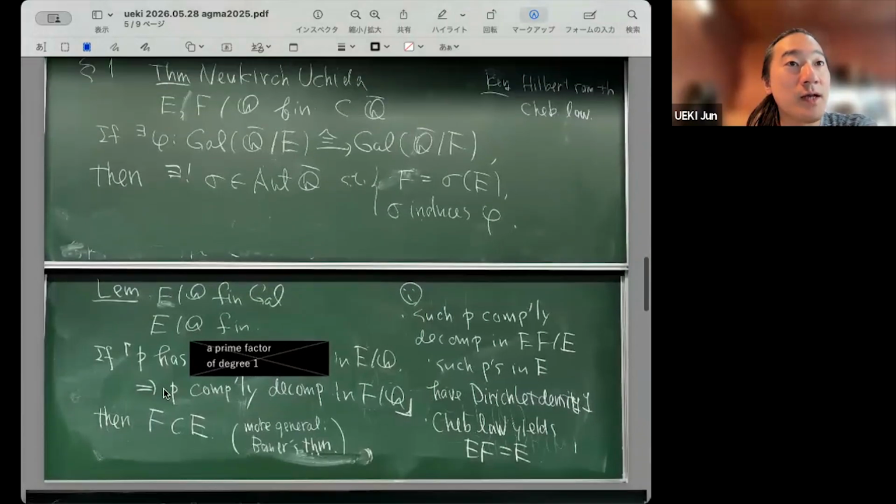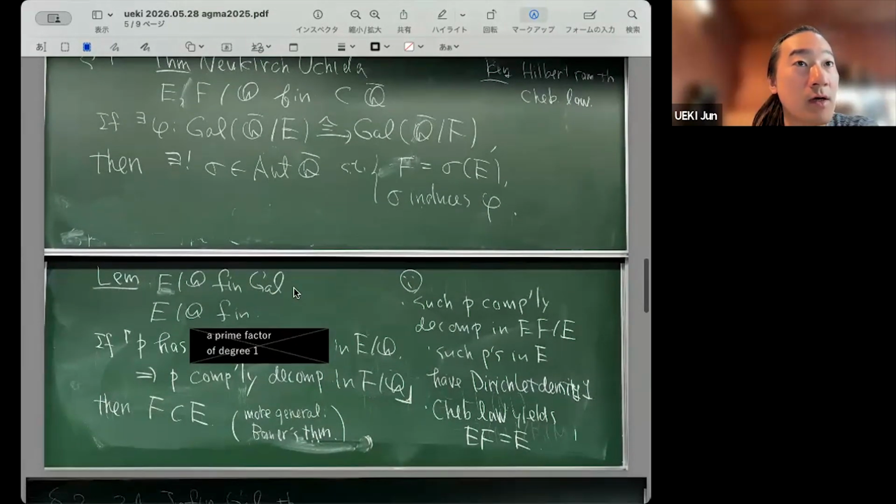This is one of the key lemmas, but let me explain. Let F over Q be a finite Galois extension, and let E over Q be a finite extension. If a prime number p has a prime factor of degree 1 in E over Q, then p completely decomposes in F over Q. If this condition is satisfied, then F is contained in E. This is a key lemma.